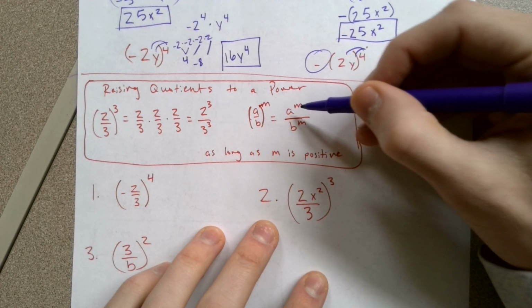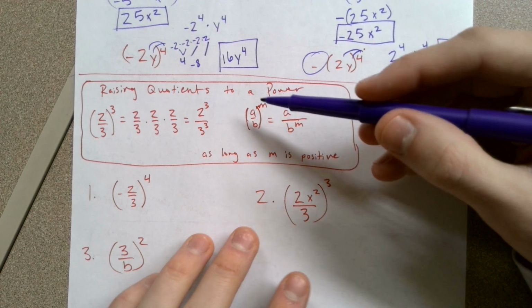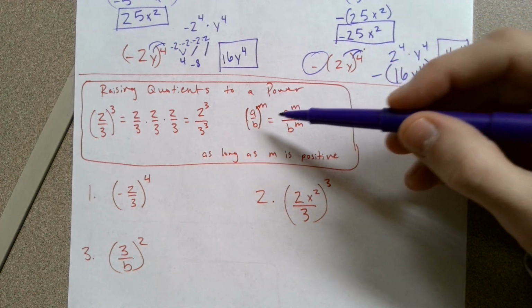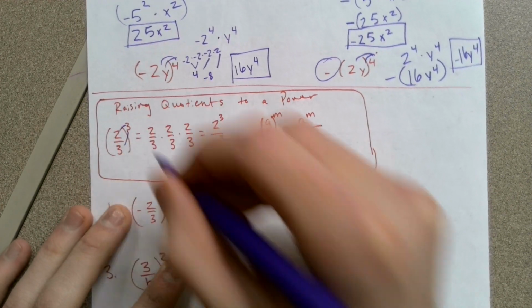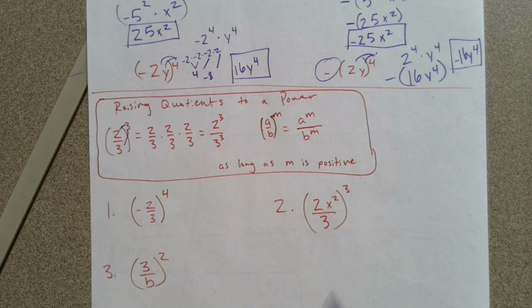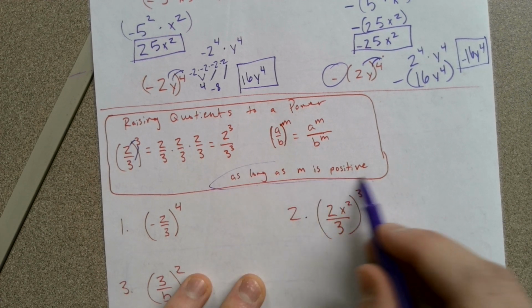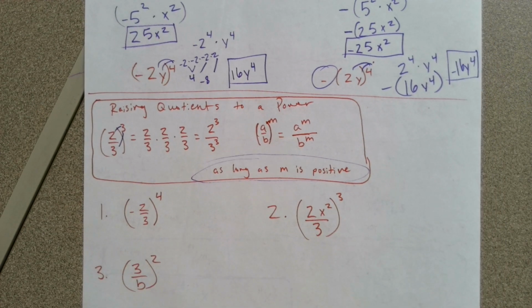Take a look at this. (a/b) to the nth power equals a to the n over b to the n. We're just taking this 3 and we're just popping it onto the back of both. This works as long as n is positive. You won't see anything where n is negative here for a while, so don't worry about that too much.